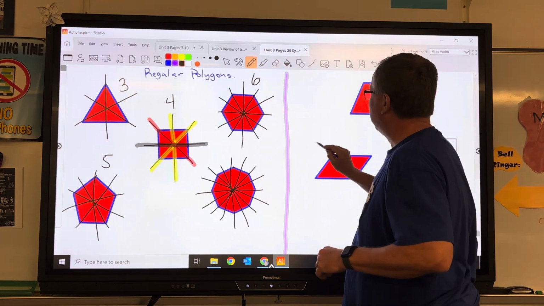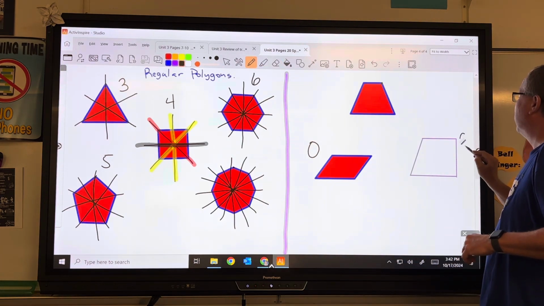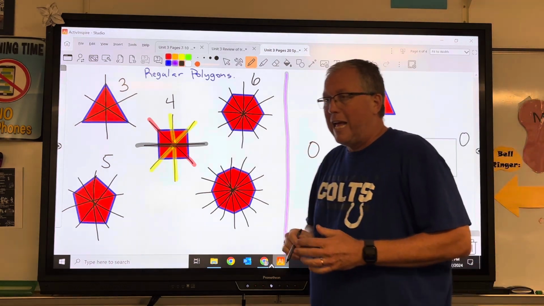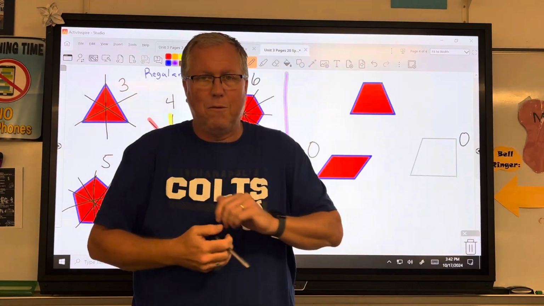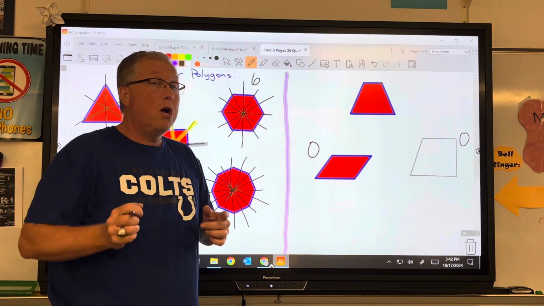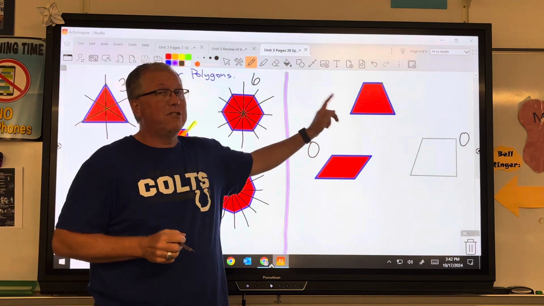So we had 0 lines of symmetry over here. We had 0 lines of symmetry over here. Well, Mr. Mars, does that mean that if it's not a regular polygon, it won't have any lines of symmetry? No. The isosceles trapezoid does.